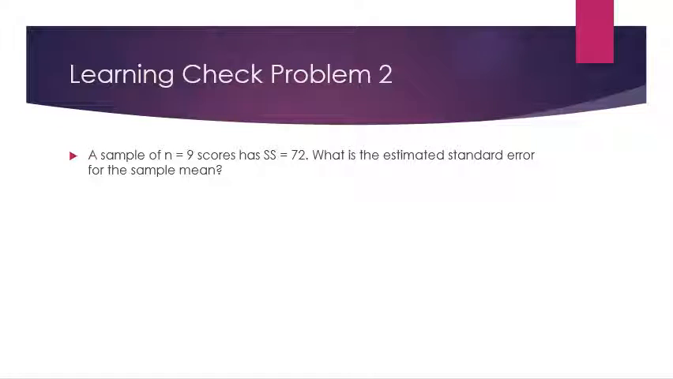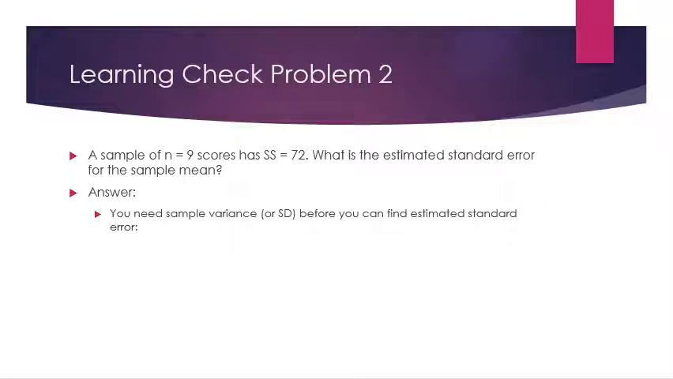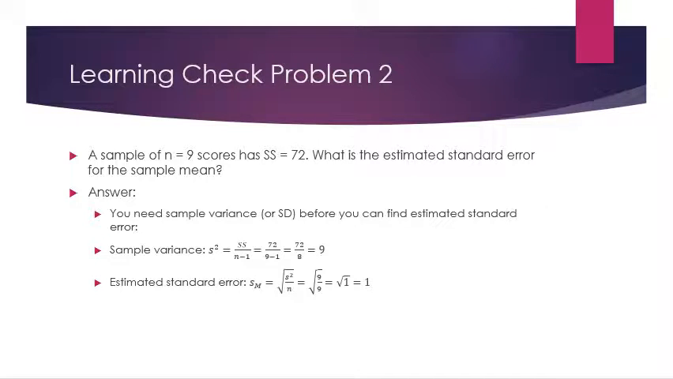Let's look at learning check problem 2. A sample of n equals 9 scores has sum of squares equal to 72. What is the estimated standard error for the sample mean? Well, you're going to need the sample variance or standard deviation before you can find the estimated standard error. So the sample variance calculation would be s squared equals SS over n minus 1. So fill in your information, you should have gotten 9. And then you can solve for the estimated standard error, because now you know s squared, the variance, and you know n. Plug in the numbers, and you should find an estimated standard error of 1.